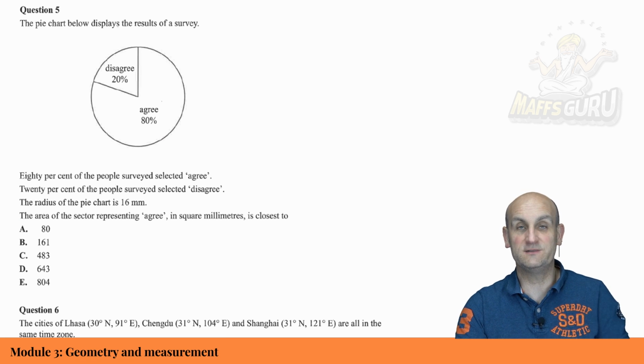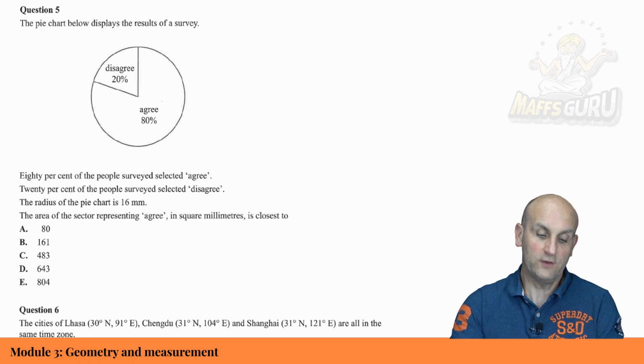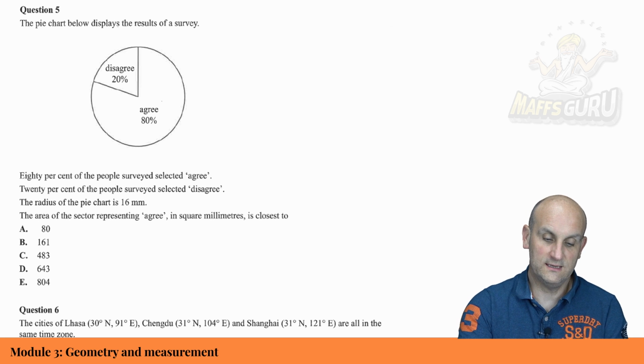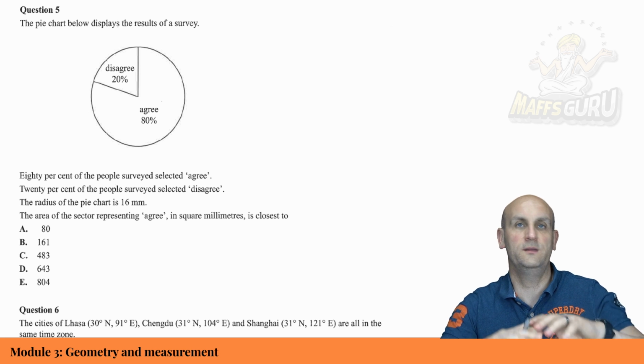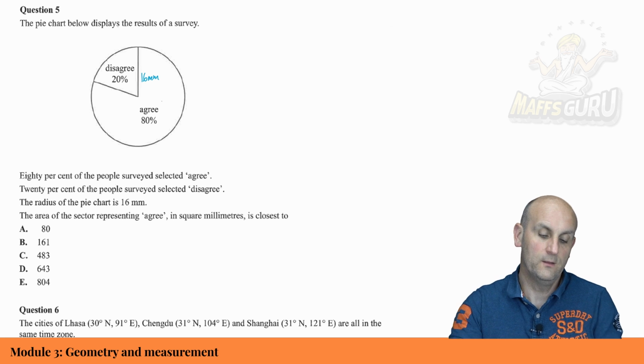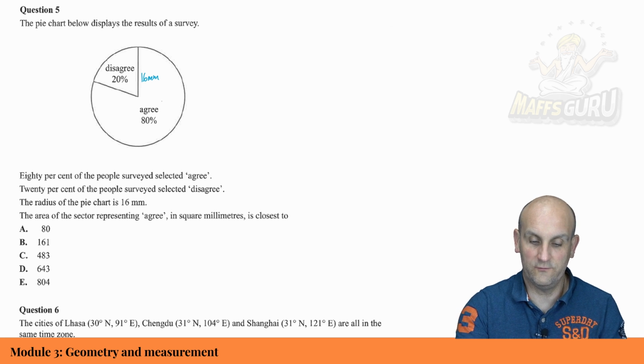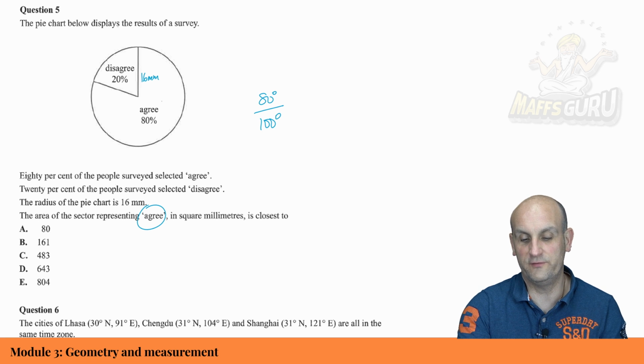Pie chart displays the results of a survey. They've told me the radius of this is 16 millimeters. Why are they telling me the radius? Because they're going to try and find me a percentage of an area. Because we want the agree, we know that we've got 80% of 100%. That's my fraction of the circle, and I want that fraction of the area.